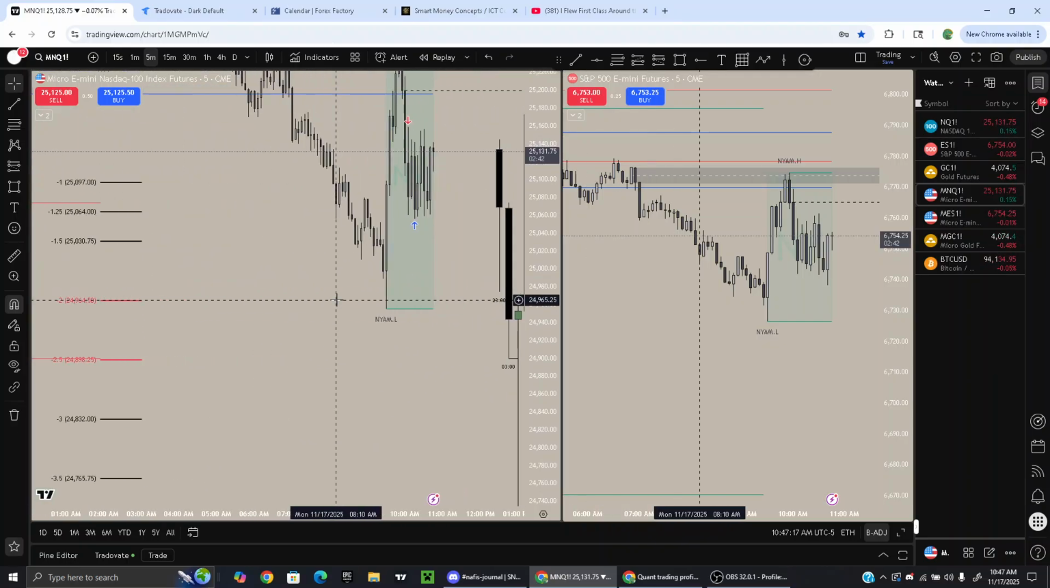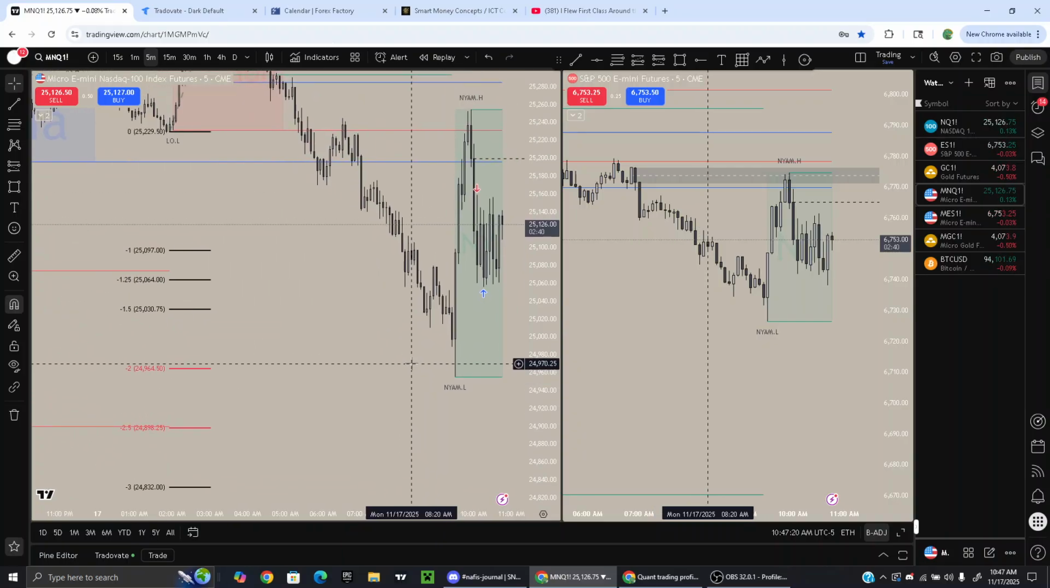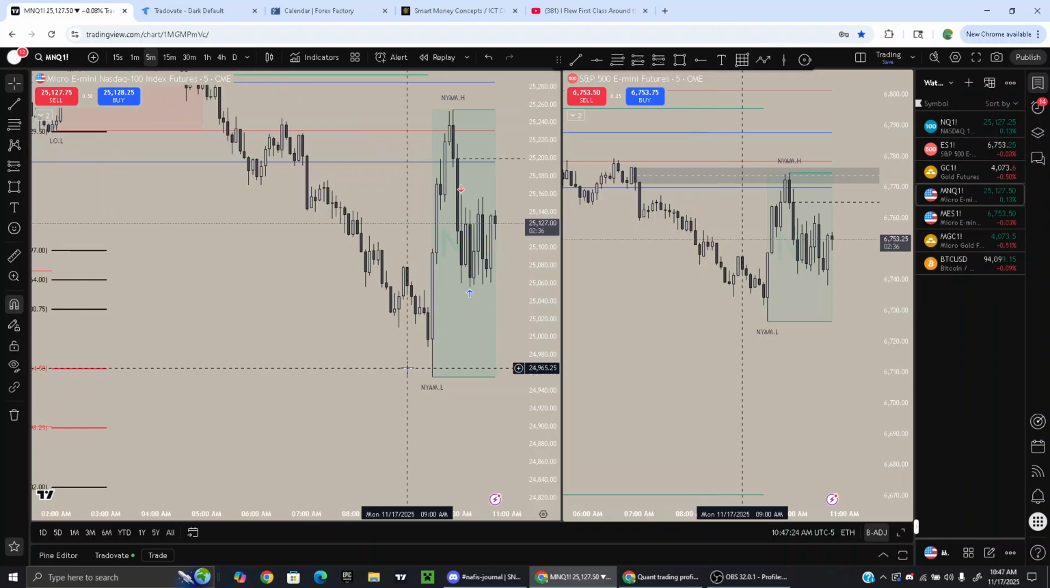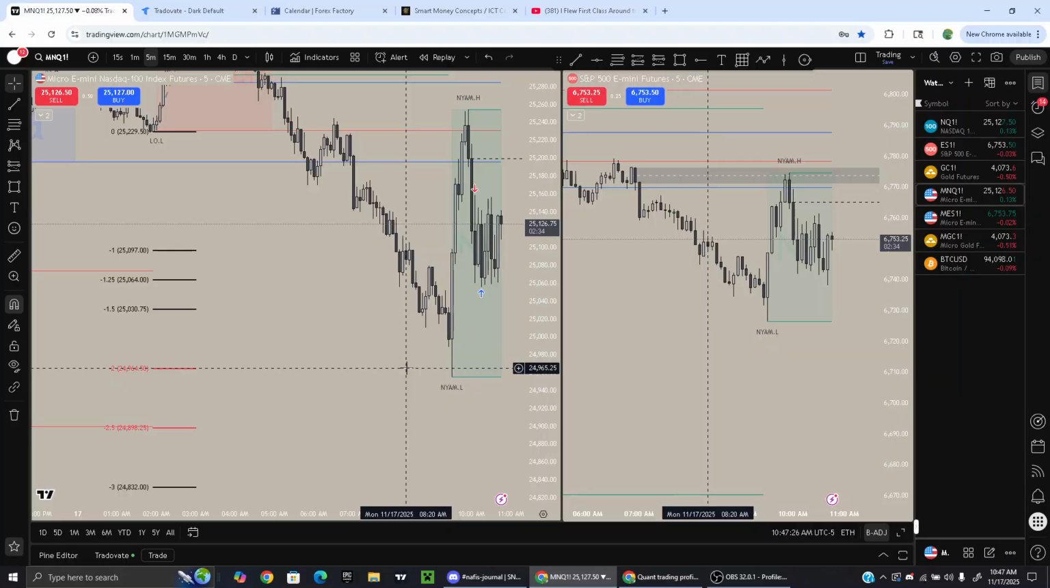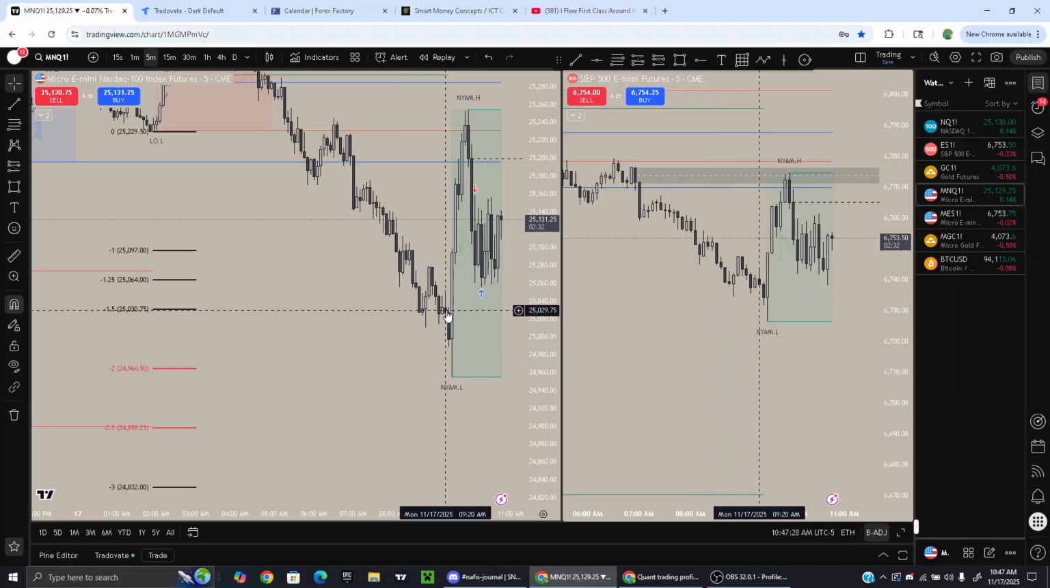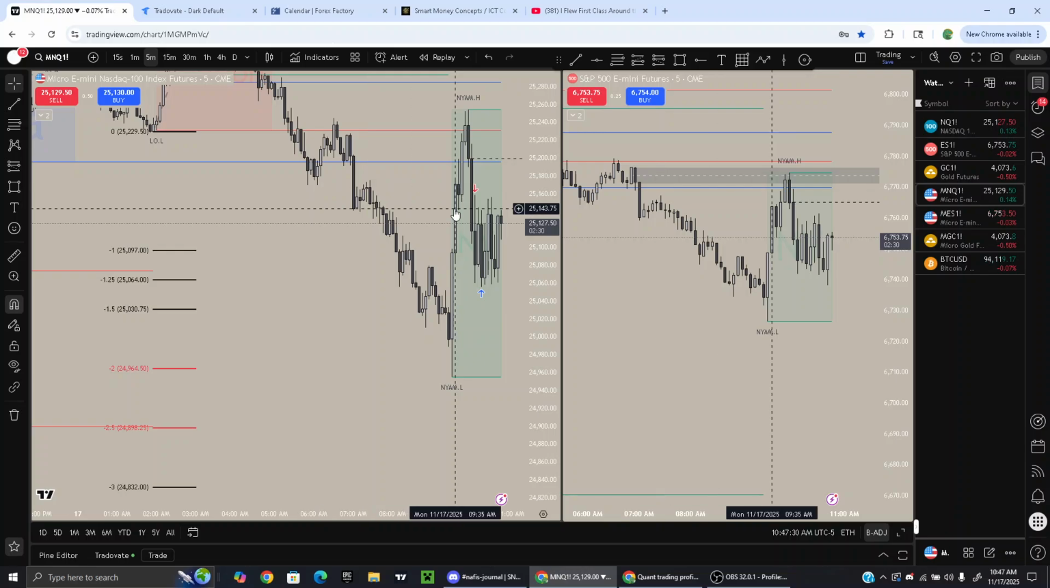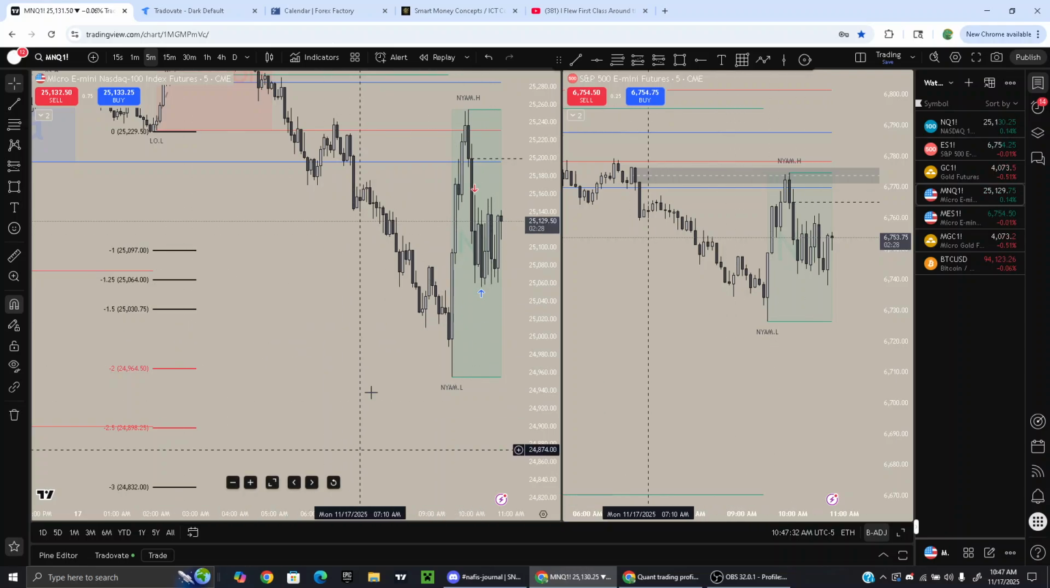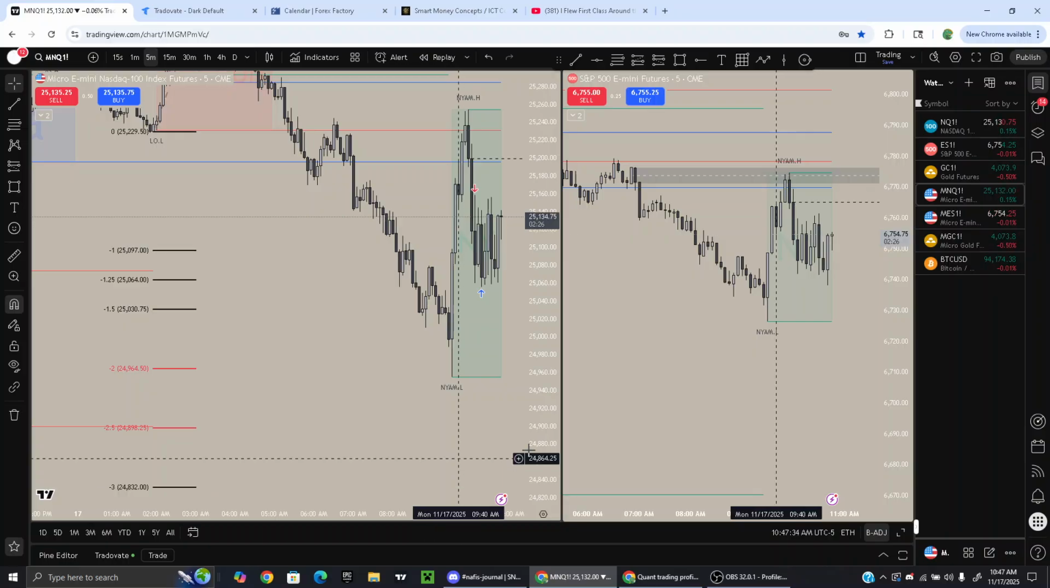So if we draw a line out here, what do we see? 9:30 immediately dumps, takes out that liquidity over there, and then immediately pushes us higher. So once we see that, and we also see a chain of state of delivery form with the 5 minute here and all the other time frames, we know that the trend has switched from bearish to bullish.